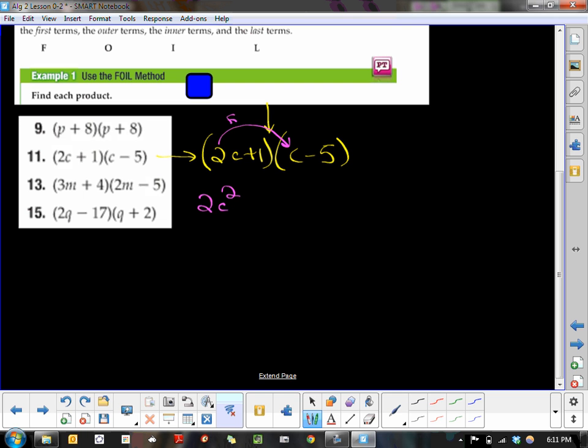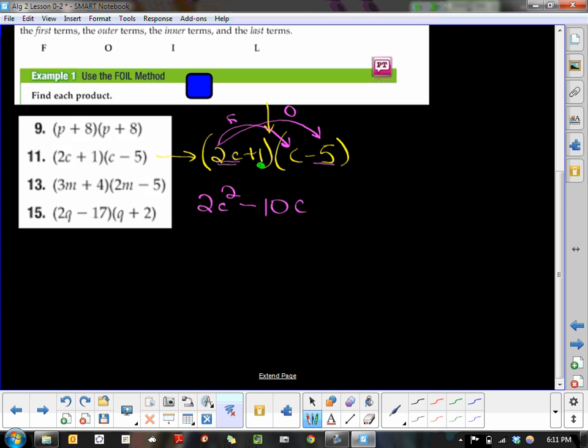Then I'm going to do the outermost, the O in FOIL. So now I've got 2c times a negative 5. That is a 2c times a negative 5, which is a negative 10c. Then I'm going to have to make sure I go back through and distribute with my second term in the binomial. So this is the double distributive part.